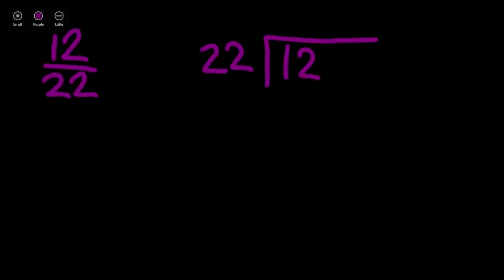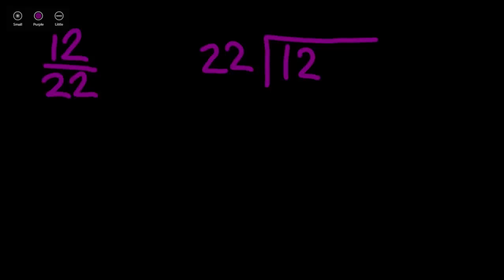Now, we know that the denominator of a fraction is actually representing the divisor in a division problem, because every fraction actually is a division problem. So let's represent this fraction as a division problem. Our divisor is 22. Divisor always goes on the outside. And our dividend is 12. Now right away you notice that 12 is smaller than 22, so that means our answer is going to be a decimal.